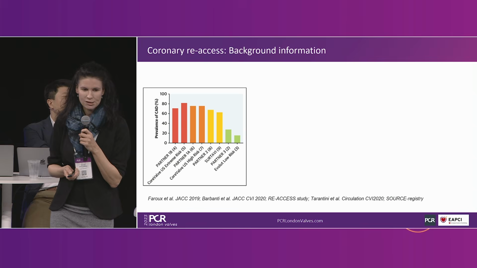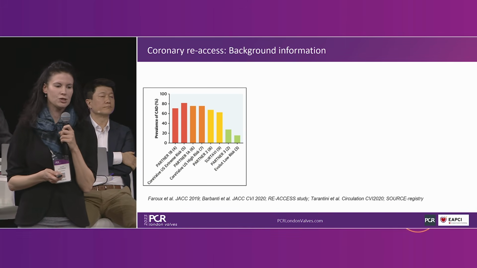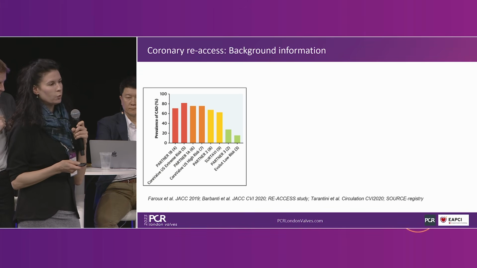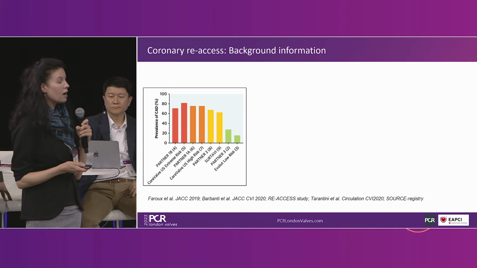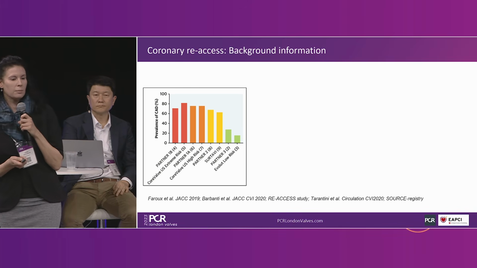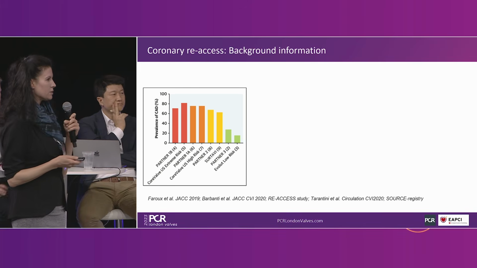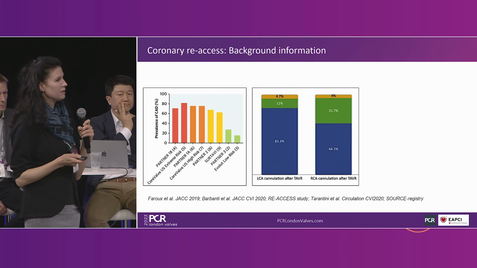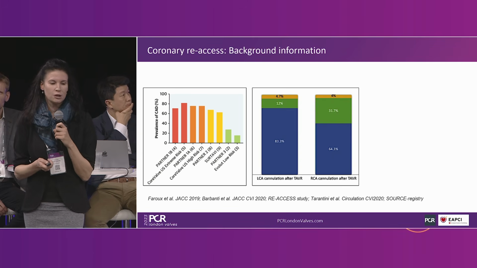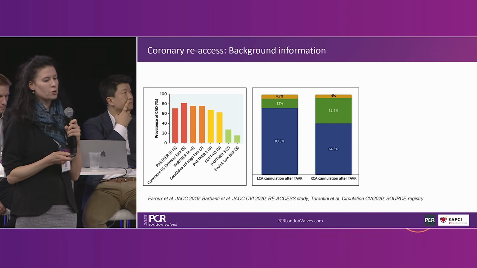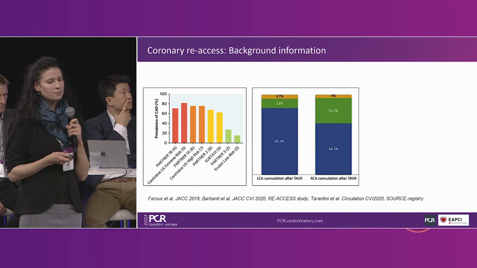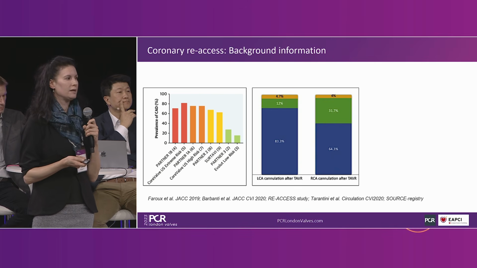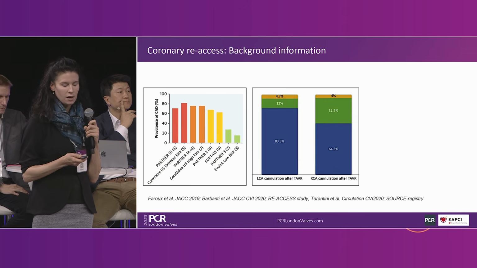But first of all, I'd like to give you some background information that will probably be discussed in more detail during this session. So we all know that the prevalence of coronary artery disease is very high among patients with aortic valve stenosis. We also know that coronary re-access can sometimes be a little bit challenging, especially using supraannular devices. And according to the re-access study, the success rates range between 60% and 80%, predominantly affecting the right coronary artery.